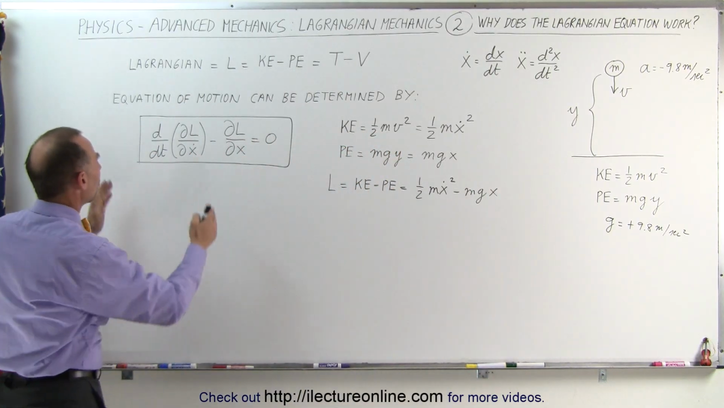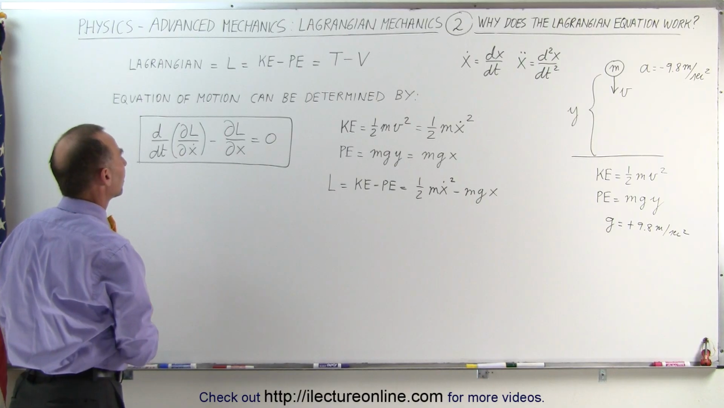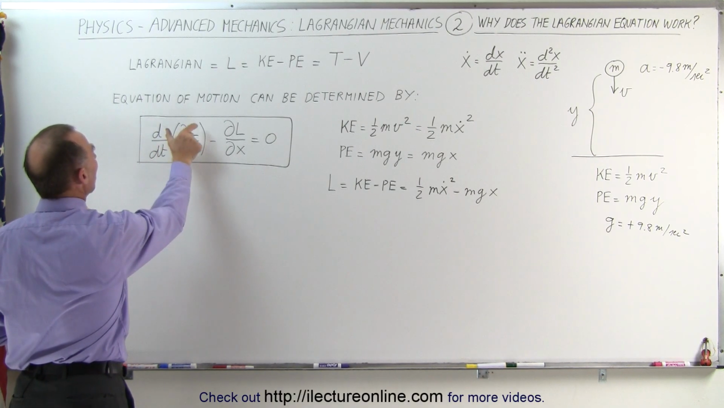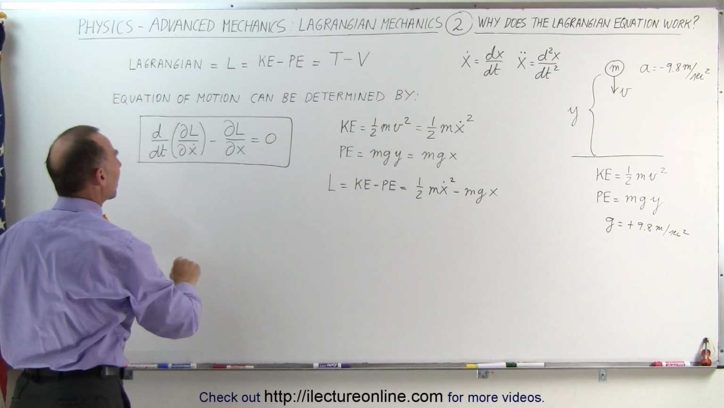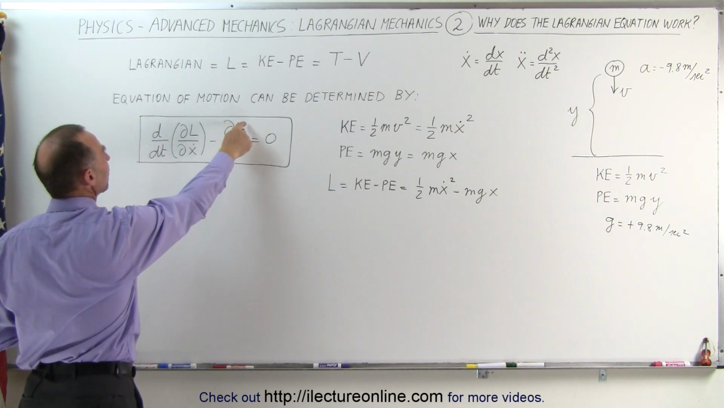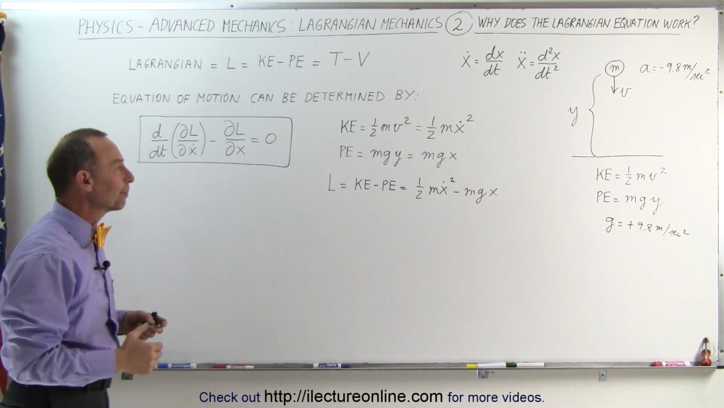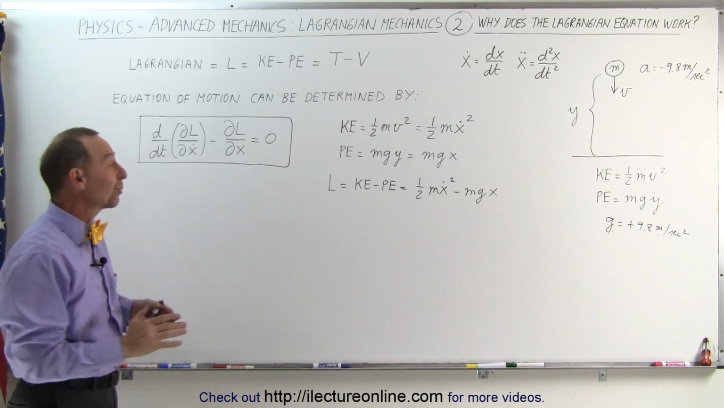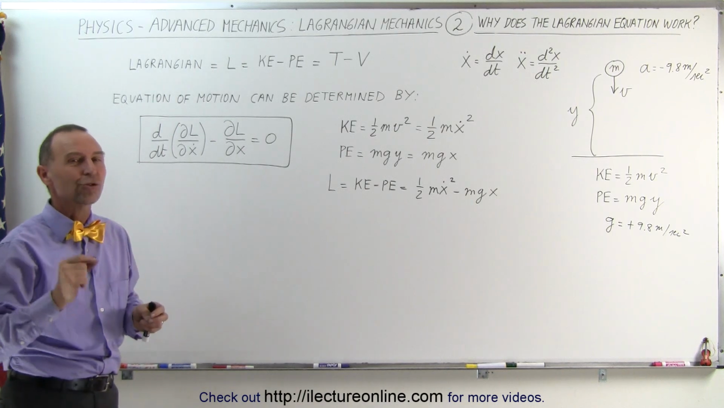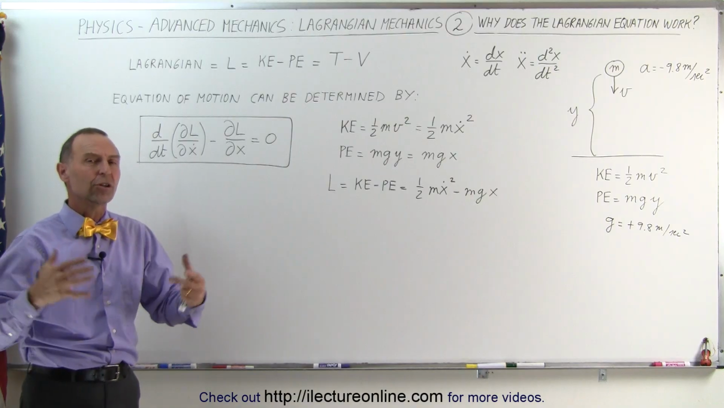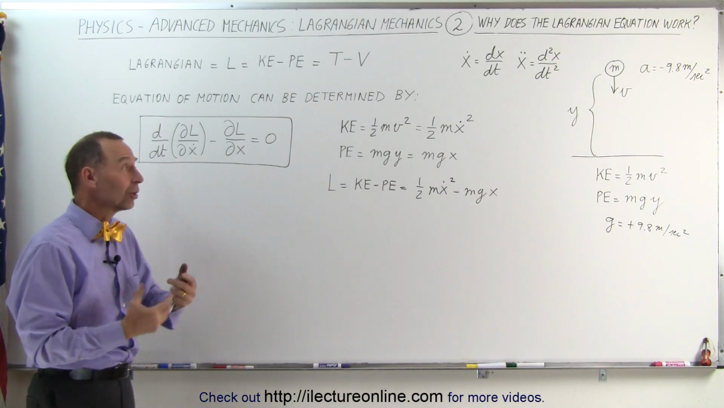Now, the question was, why does this equation work? Lagrange claimed that the first derivative with respect to time of the partial of L with respect to x dot, minus the partial derivative of L with respect to x, is equal to 0. Why can he say that? Well, actually, you'd be surprised what that equation really is when you transform it. And that's what we're going to do. We're going to transform this equation so you can understand why it works and what it looks like.